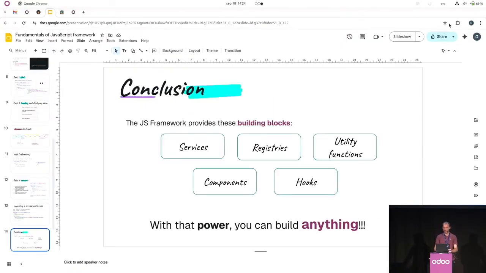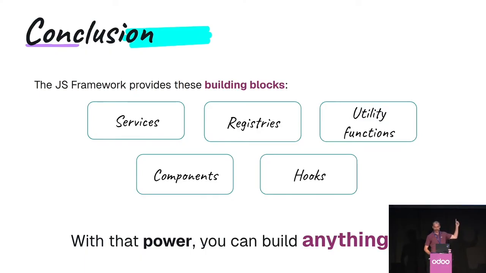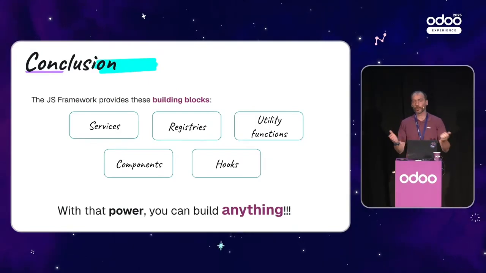But the conclusion that I want to reach now is that the JavaScript framework provides a bunch of building blocks. You have the services, registries, utility functions, components, hooks. And if you combine them, that's basically the way Odoo is built. You can build whatever you want.